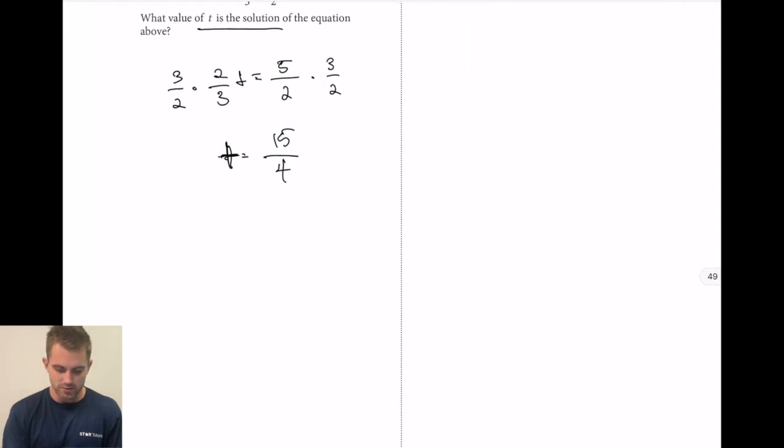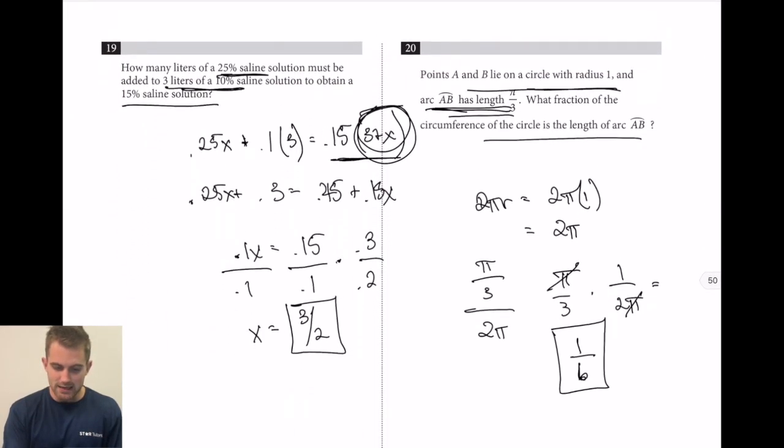Felt good about similar triangles. Number 19 at the end I felt good about because that's how you typically set up these equations. Yep, 3 halves. 0.15 over 0.1 was 3 halves. That was kind of a last minute math thing. And number 20 was 1/6, guys.